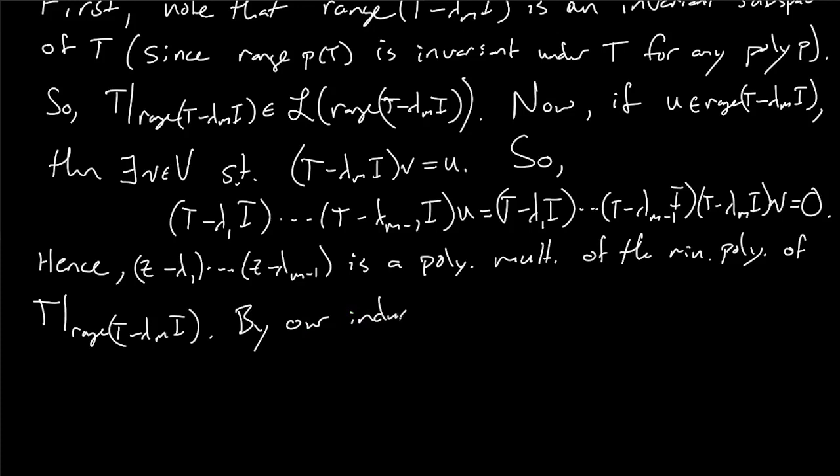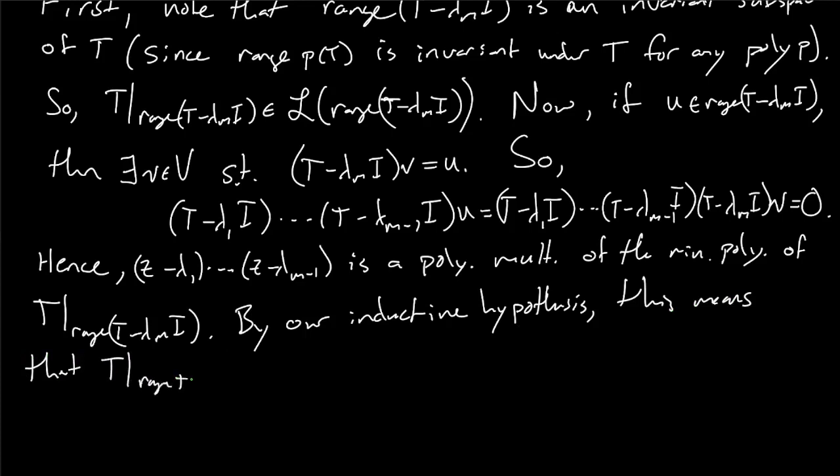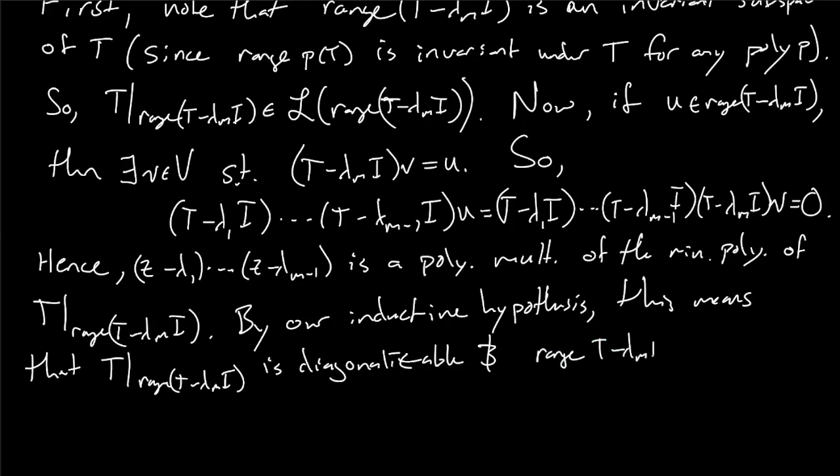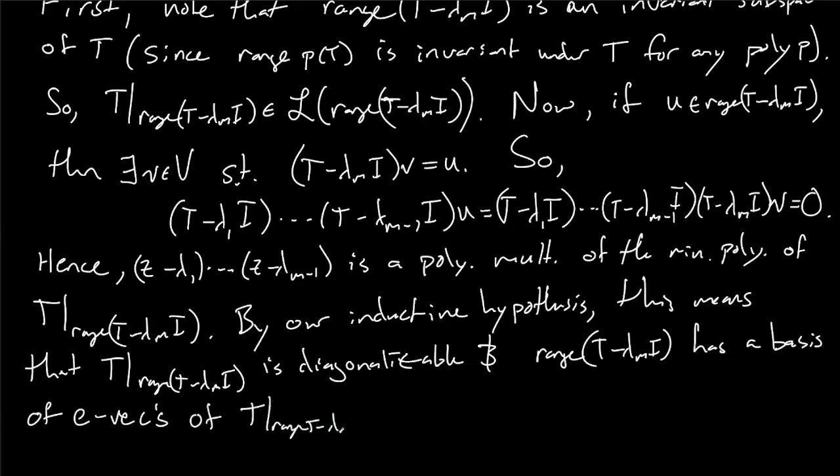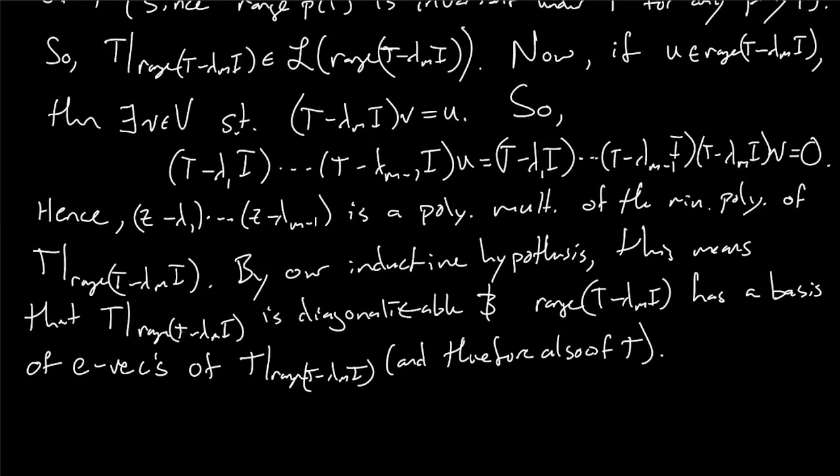All right, now, by our inductive hypothesis, this means that T restricted to the range of T minus lambda_m I is diagonalizable, and hence the range of T minus lambda_m I has a basis of eigenvectors of T restricted to the range of T minus lambda_m I, and therefore also of T. So that is, the range of T minus lambda_m I has a basis of eigenvectors of T. That's what we wanted.